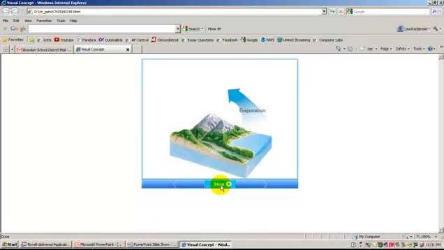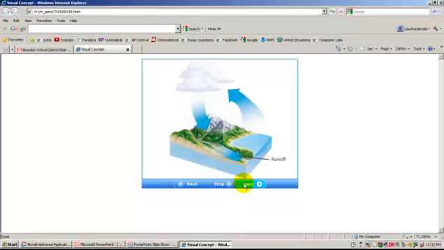Evaporation occurs when liquid water from the Earth's surface and from living organisms changes into water vapor. Condensation occurs when water vapor cools and changes into liquid water droplets that form clouds in the atmosphere. Precipitation is rain, snow, sleet, or hail that falls from clouds onto the Earth's surface.